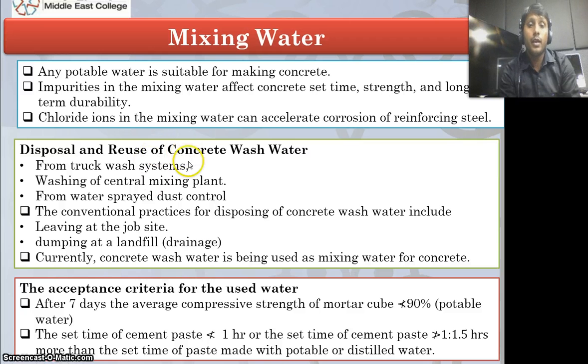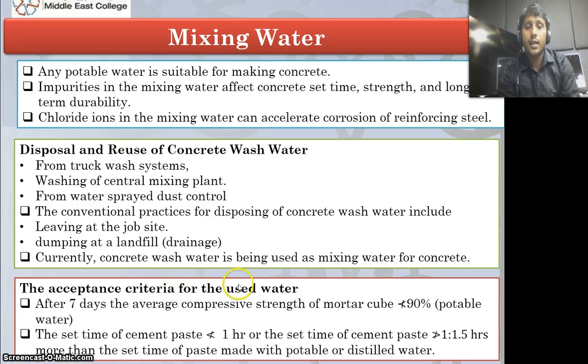So you may get this concrete wash water from the truck, from washing the mixing plant, from spraying for dust control. Generally in olden days they used to leave the concrete wash water at the job site or fill it in some drainage, but currently wash water is being used as mixing water for concrete, so we can recycle it, we can reuse it.